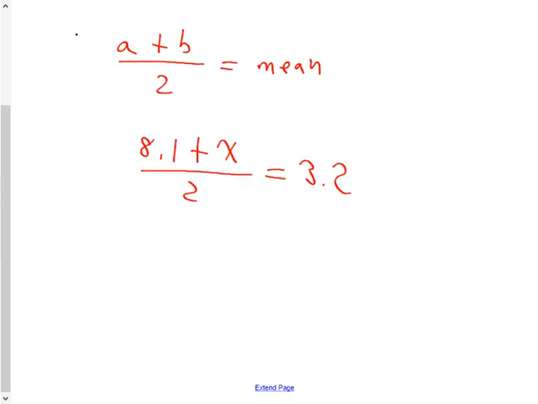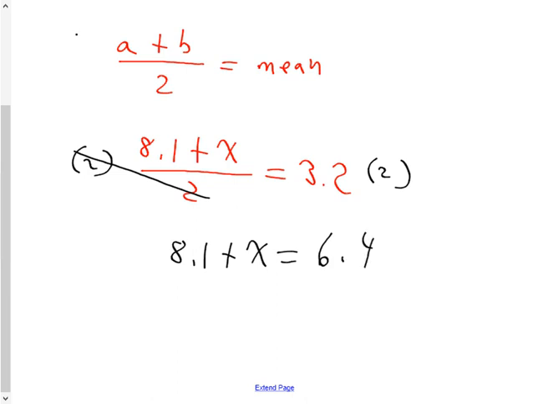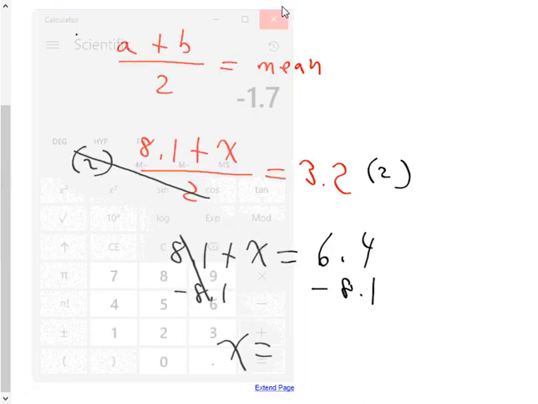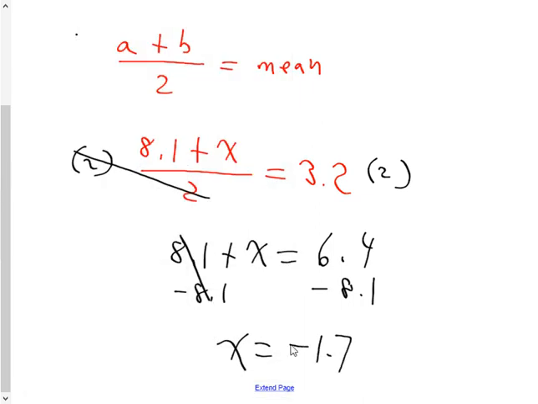Once we have that, the easiest way to tackle this is to double both sides. When you double this side, instead of having half of 8.1 plus x, you have all of 8.1 plus x equals 6.4. Subtract 8.1 from both sides. And x equals whatever 6.4 combined with a negative 8.1. The other number is negative 1.7.